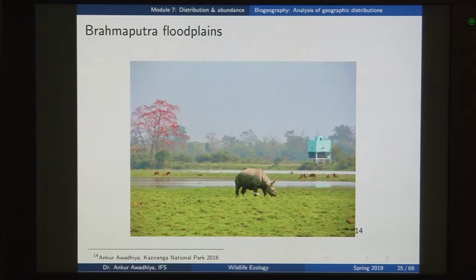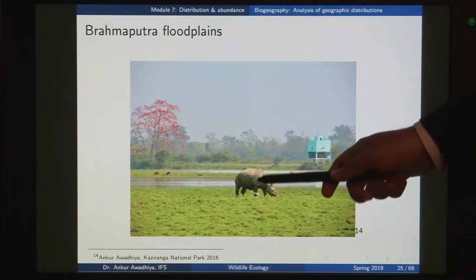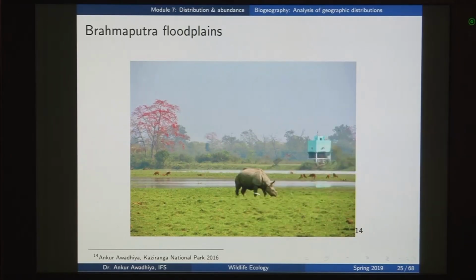Now, this also supports organisms like the rhinoceros. Now, rhinoceros again is an animal that is dependent on these grasses, and because we have these grasses here, you have these floods every year. So, these floods are not allowing the competitors to remain in this area. So, you have the rhinoceros that is found in this area.